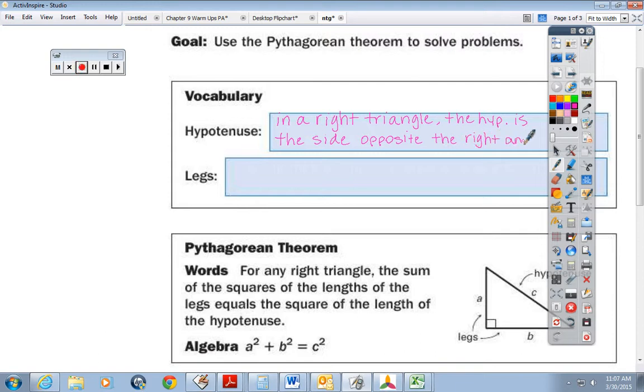So if you look down here, find the right angle and draw an arrow across it, and that's always the hypotenuse in a right angle, okay? And the legs, they are the sides that form the right angle.